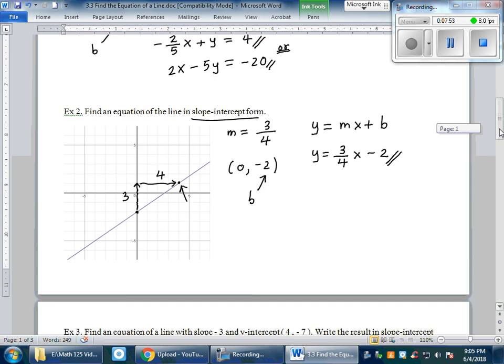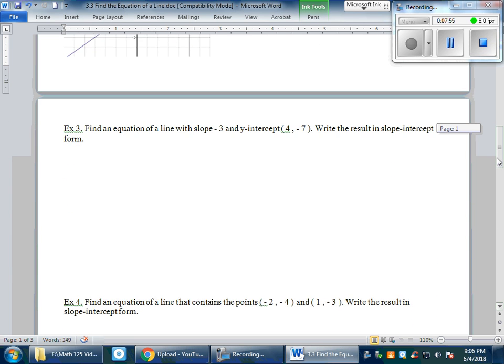So let's move on to the next example. Example 3. Find the equation of a line with slope negative 3 and y-intercept. Oh, okay, here's a typo. Cross out y-intercept. Okay. Find the equation of a line with slope negative 3 and the point 4, negative 7, and write the result in slope-intercept form.